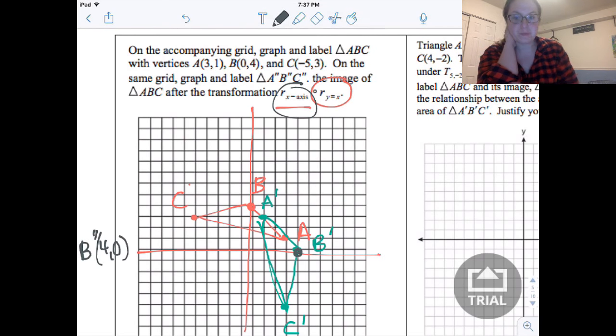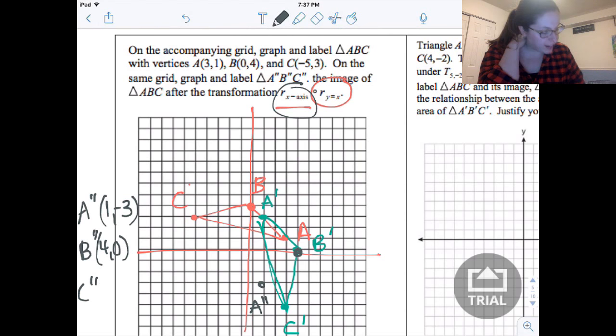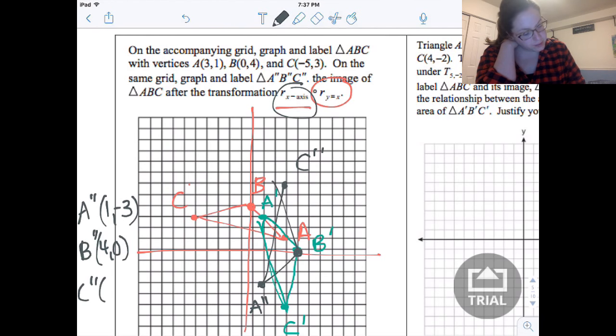Okay? A prime here is at (1, 3). So that's going to go to (1, -3). So that's A double prime. And C prime is at (3, -5). So that's going to go to (3, 5). So that's C double prime. Okay? And those would be my coordinates.